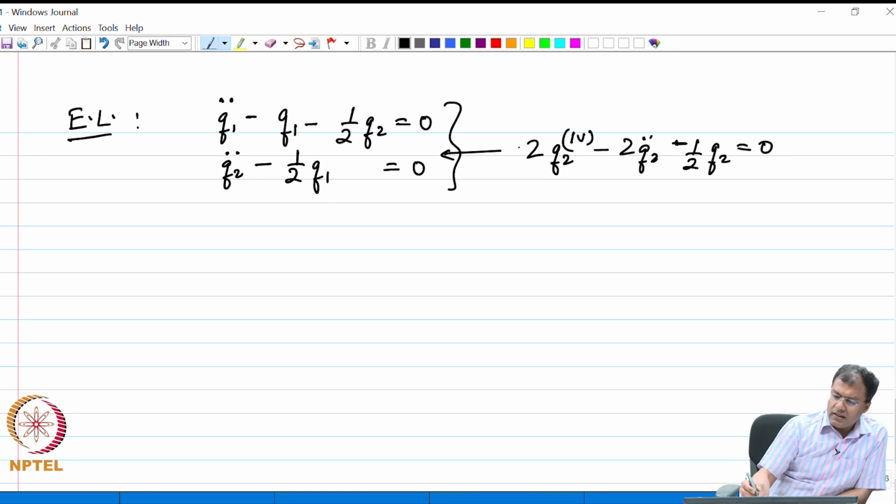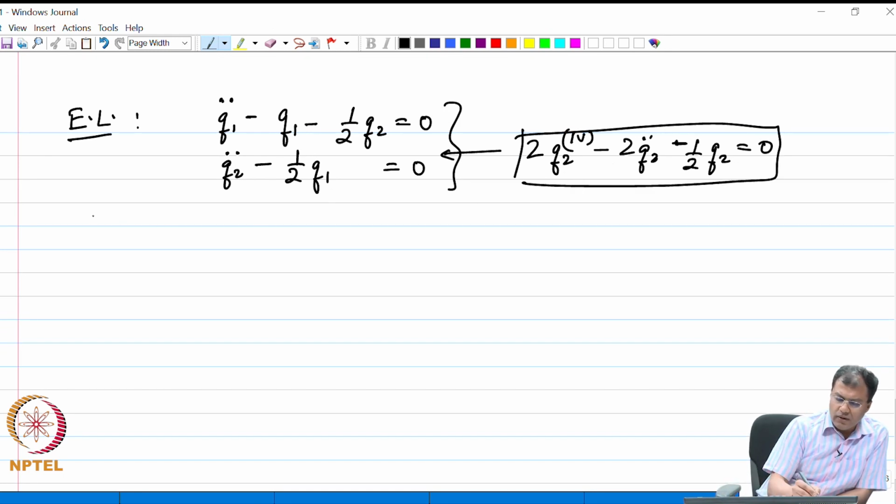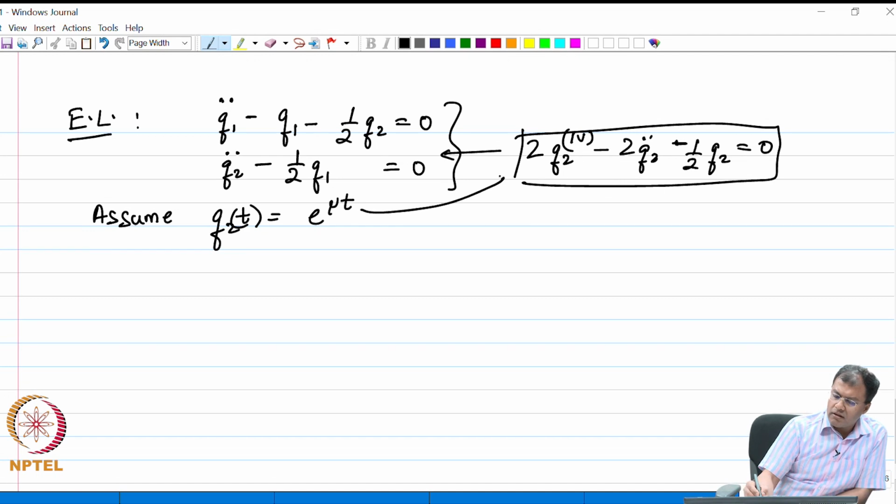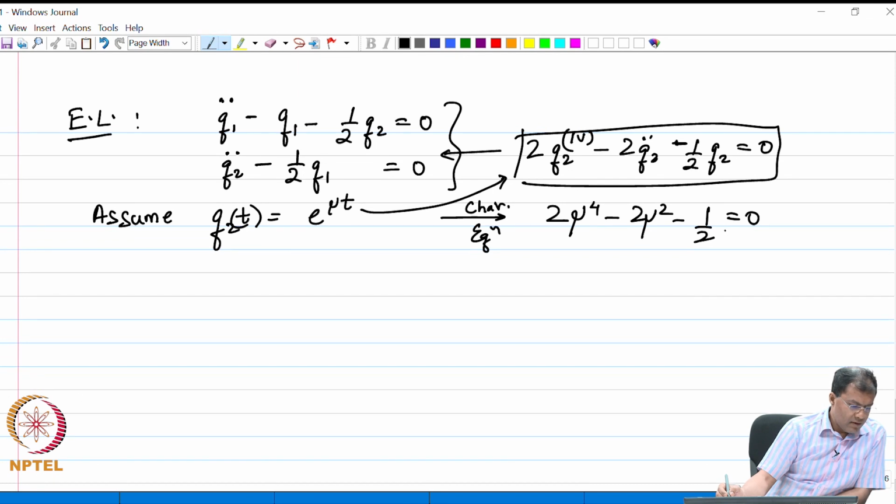Okay. So, then the next step involved is we can look for a solution for q2 of the form, let us say q2 is e to the power mu t. We can plug this form here, and we are going to get a characteristic equation for mu which is a polynomial. So, mu to the fourth minus 2 mu square minus half is equal to 0, right.